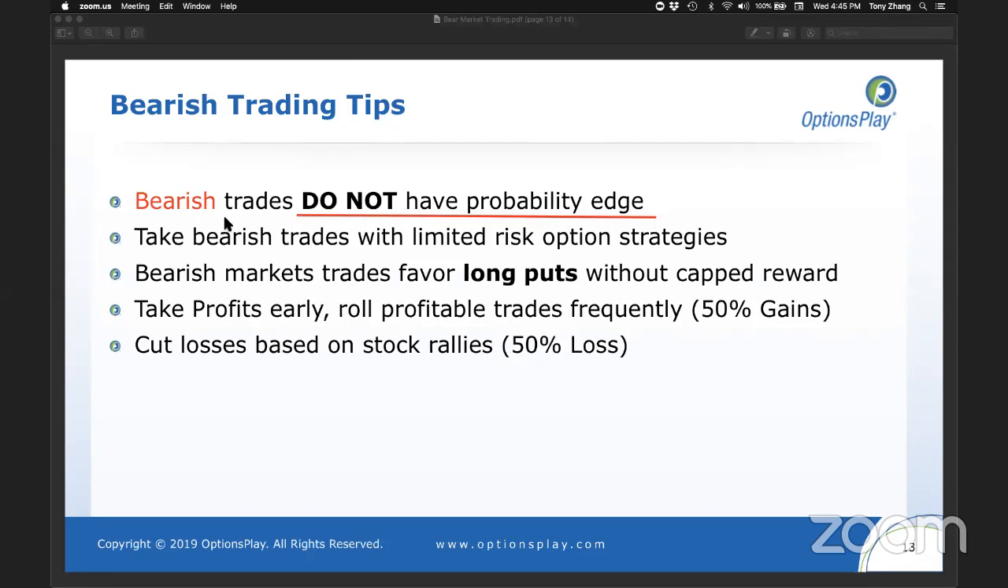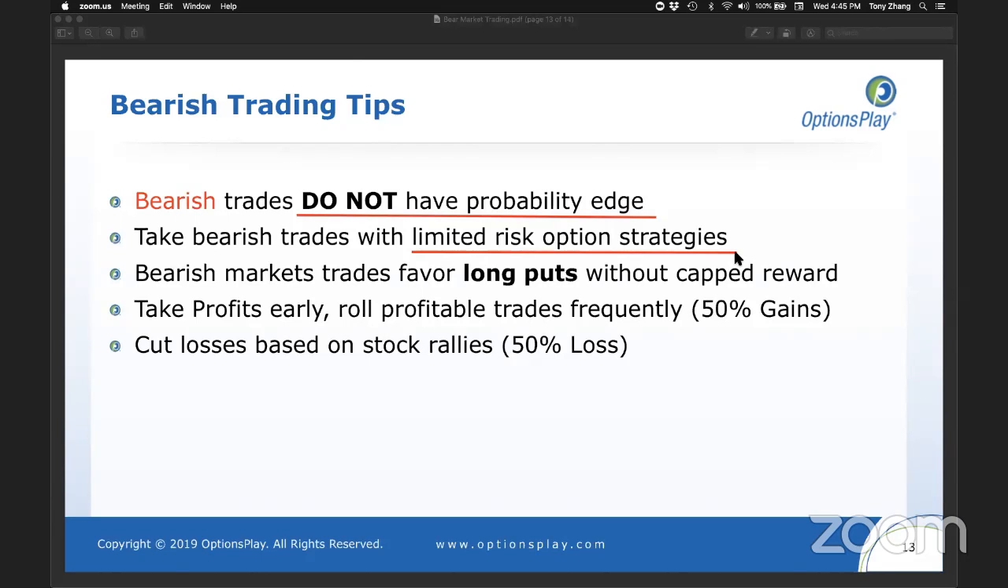And because of that, when you trade bearish trades, make sure you use limited risk option strategies, because there's a higher probability of the stock moving against you when you have a bearish view on it. So when you're wrong, you want to make sure that you limit your losses. And the only way to do that is by using option strategies like buying a put or a put spread that define your risk to what you've paid for that option.